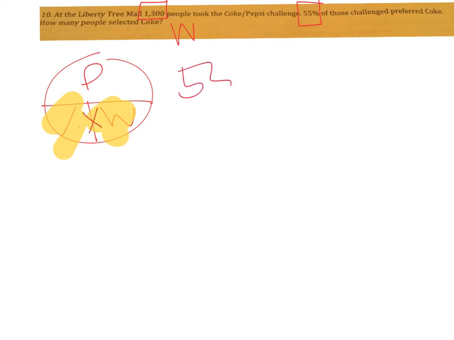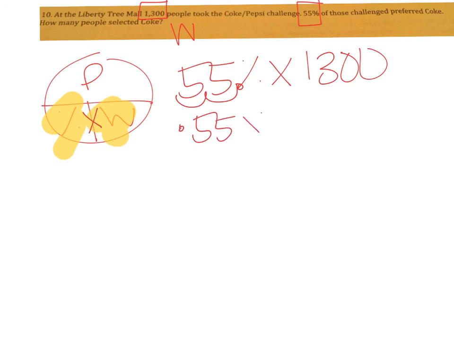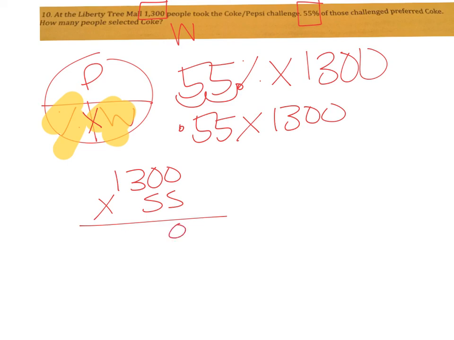So 55% times 1,300. First we need to change 55% to a decimal, so move it 2 times to the left, giving us 55 hundredths times 1,300. So when I multiply, I'm just going to keep the decimal out for right now. So 1,300 times 55. So 5 times 0 is 0, 5 times 0 is 0, 5 times 3 is 15, and 5 times 1 is 5, plus 1 is 6.